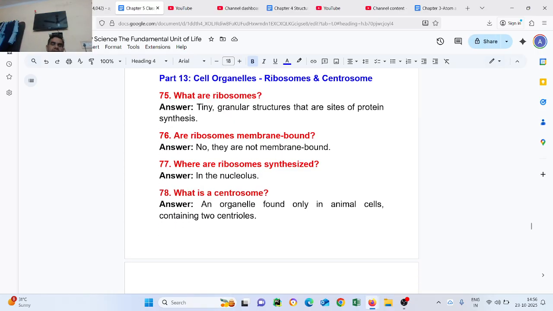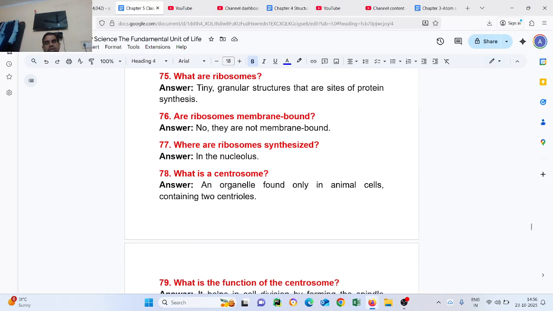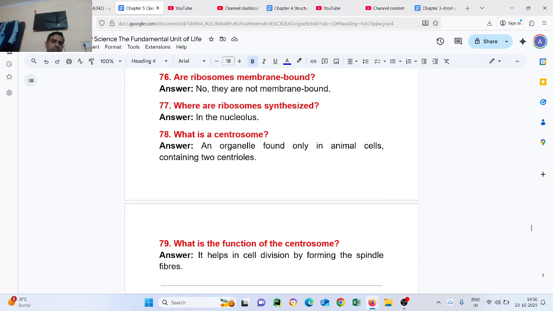Question number 78. What is the centrosome? Answer: an organelle found only in animal cells, containing two centrioles. Question number 79.